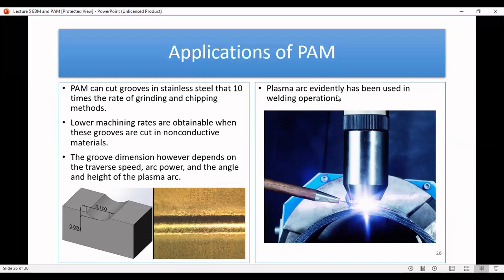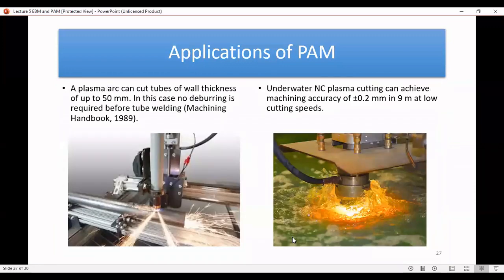PAM has also been used for welding operations. So basically, this is the PAM torch. This is the place to be welded. This is the filler material for the weld. So you can do welding operations using PAM. Another application of PAM is cutting tubes with wall thickness up to 50 mm without any deburring. Underwater plasma cutting can also be achieved, so if you want to do plasma cutting underwater, you can use this process.